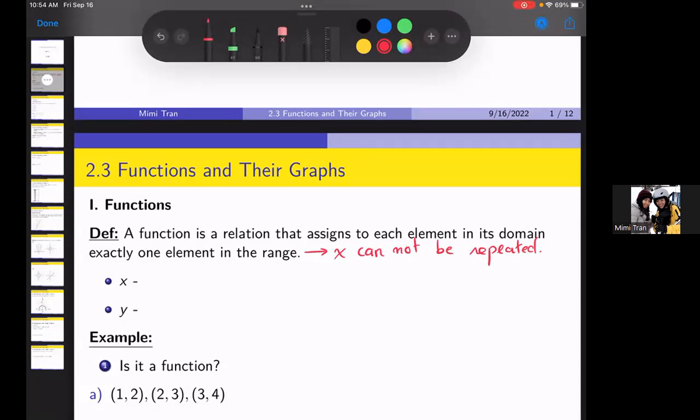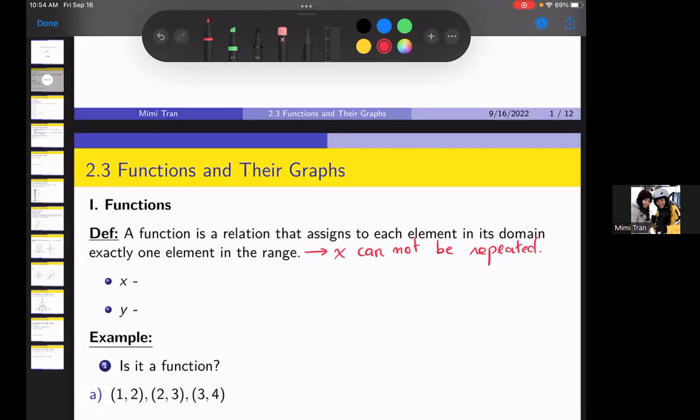Now, I never asked you to define definition or theorem or lemma or whatever on the exam. Never, ever. Because this is a computational class, all your exam problems are going to be computational. Like a problem, you solve it. So that being said, I don't want you to memorize this, but I want you to understand it. The definition of function is that it's a relation, and know that x cannot be repeated.